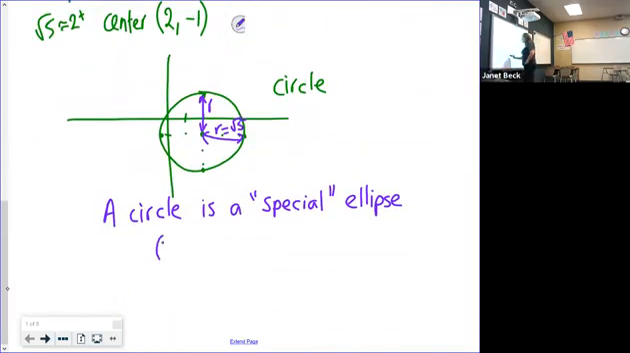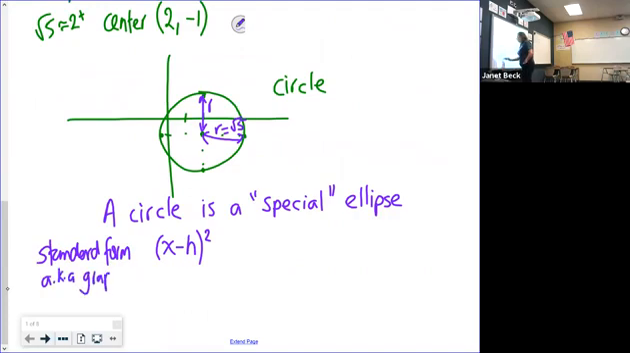So that gives you the standard form, also known as the graphing form, of the equation of the circle. (x minus h) squared plus (y minus k) squared equals r squared.